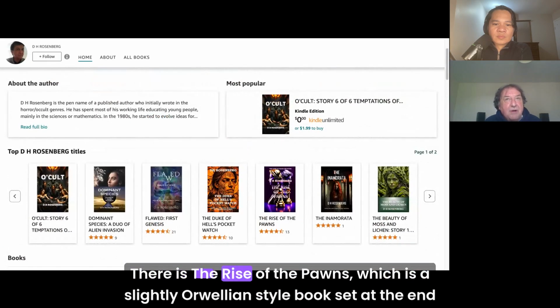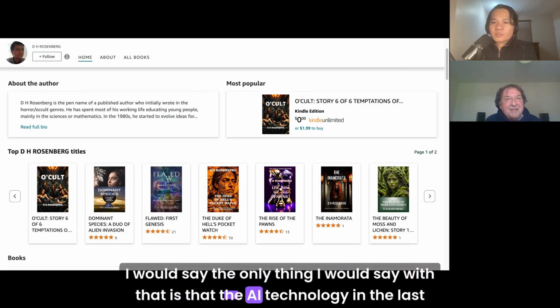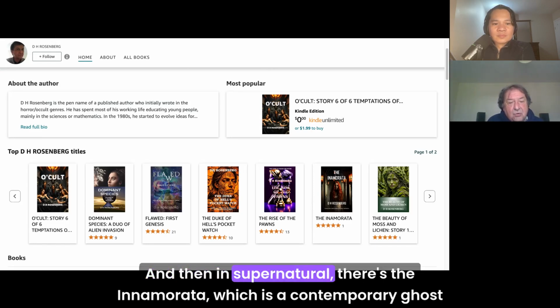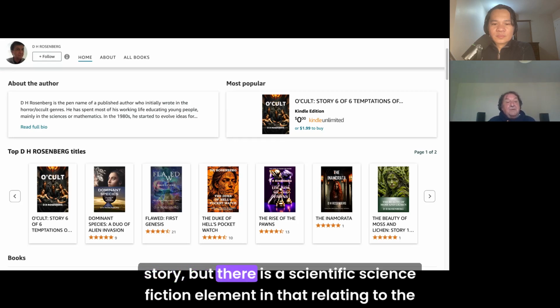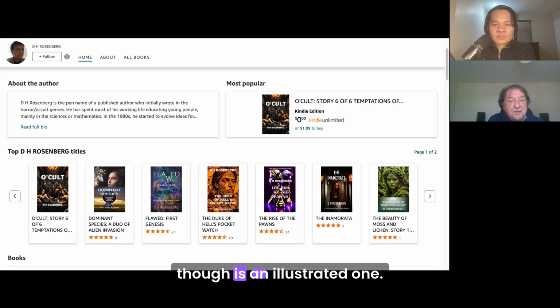There is the Rise of the Pawns, which is a slightly Orwellian style book set at the end of this century. The only thing I would say with that is that the AI technology in the last 5 years has virtually caught up with what I was writing in the book at the time. And then in supernatural, there's the Enamoured, which is a contemporary ghost story, but there is a science fiction element in that relating to the ghosts.